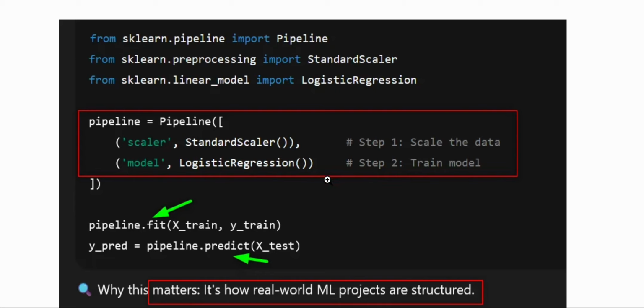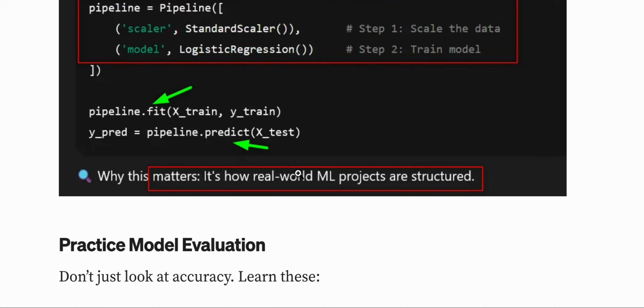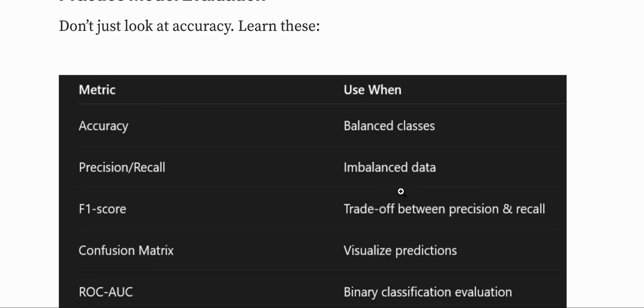The next is we have to train the model, right? So how do we train the model is, we will be using the logistic regression. And then this again follows the same, the fit, predict and the score. So pipeline.fit of X_train and y_train, and y_pred is pipeline.predict. Before we have seen the fit, now it's predict of X_test. Why this matters is, most of the real machine learning projects are structured like this, right?